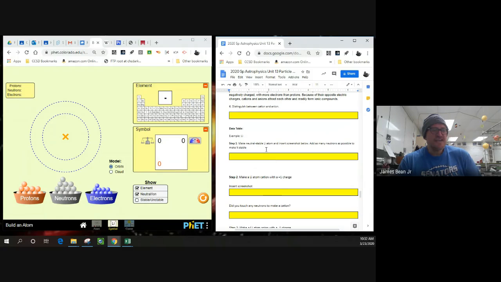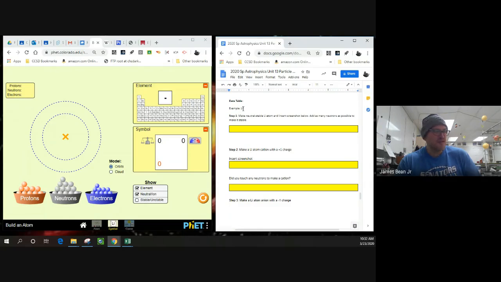And let's go ahead and do an example here. I'm going to do an example of lithium. It says here, make a neutral stable lithium atom and insert a screenshot below. Add as many neutrons as possible to make it stable. So we'll go ahead and add protons. There's hydrogen, there's helium, and there's lithium. Let's go ahead and add some neutrons to make it stable.